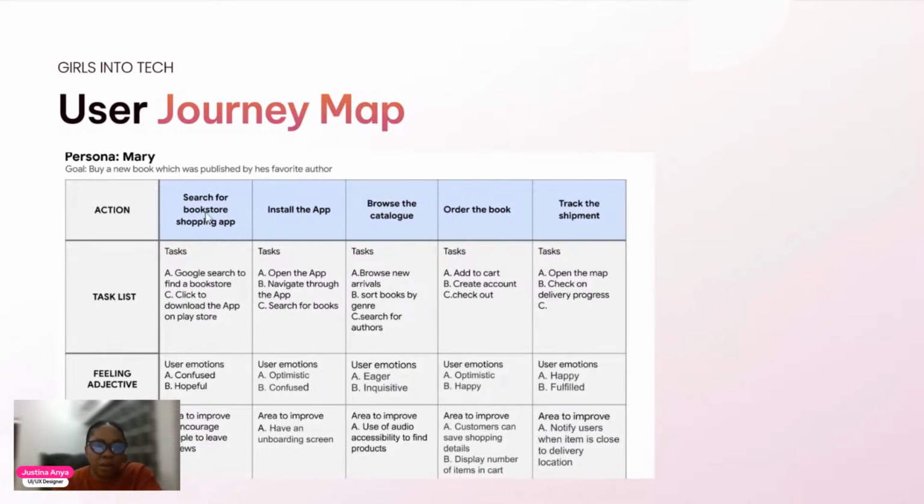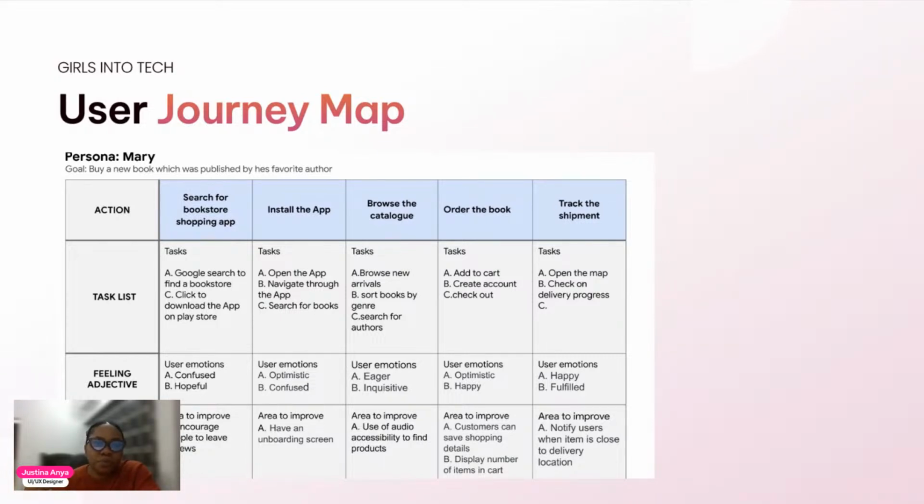Now we look at the user journey map again. We can see actions. The actions are basically actions the user takes while trying to experience or interact with your application. So what is the first action Mary is going to take? We're trying to visualize her journey. How will she get to my app? How will she use my app till she accomplishes her goal of buying her favorite book?